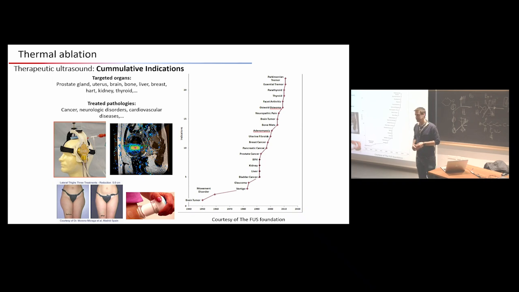So thermal ablation has existed for a very long time now. It was discovered about 100 years ago, so it's not really new. But it was applied for the first time in the 1950s for the treatment of brain tumors. And then you can see many applications that emerged in the 1980s. Now I think the curve is somewhere like that today. There are many applications, like for prostate gland, uterus, brain, bone, liver, breast, etc., and different pathologies like cancer, neurological disorders, cardiovascular disease, etc.